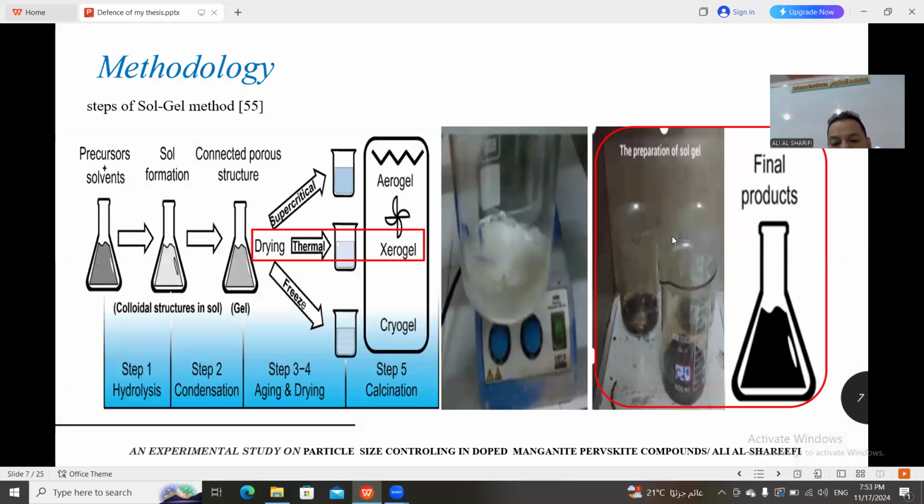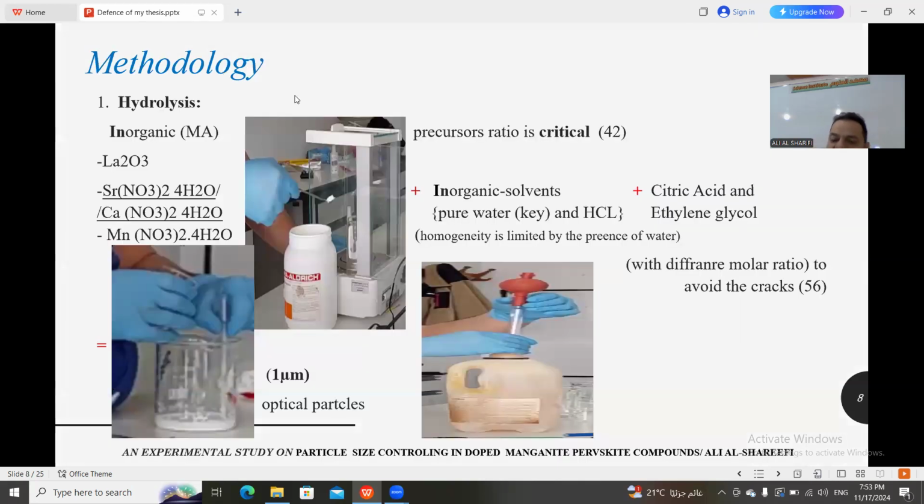Now let's go a little bit deeper into the 5 steps of the sol-gel. The first one was hydrolysis, second condensation, drying, aging, and calcination. After calcination, I will deal with the aerogel. After that, the final product; that means until here the sol-gel method is done. And after that, I will illustrate what the black powder is here and how we could make it. Let's start with hydrolysis. At hydrolysis, it's precursors.